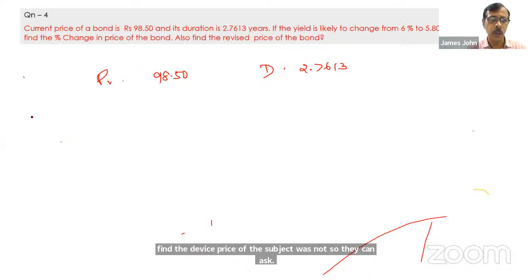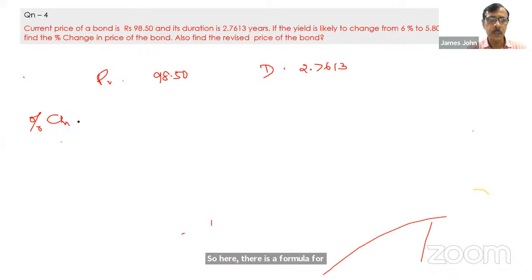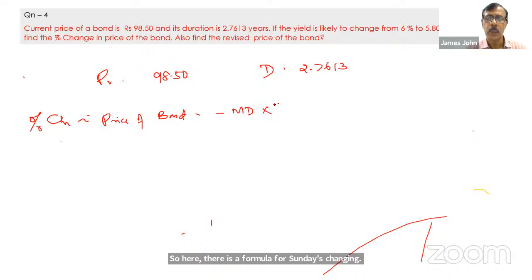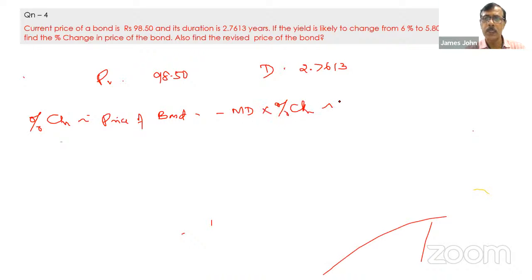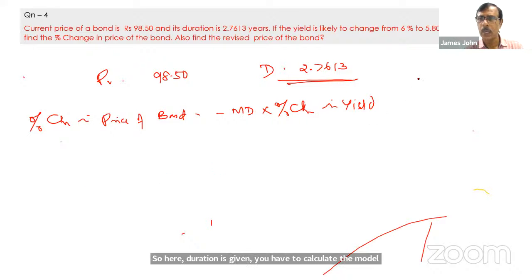So here there is a formula: percentage change in price of a bond is equal to minus modified duration into percentage change in yield. So here duration is given. You have to calculate the modified duration. How to get modified duration? Modified duration is equal to duration by (1 plus y by n). What is duration?